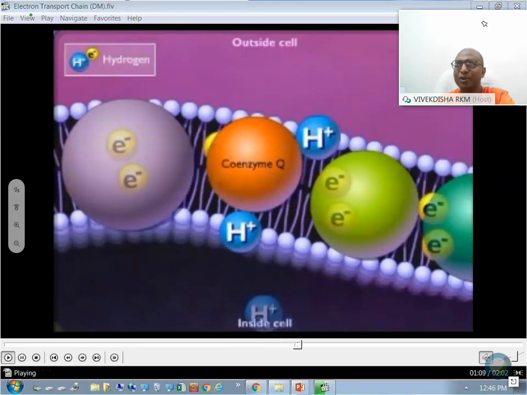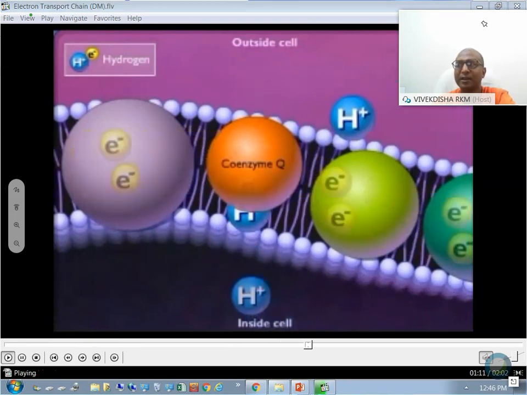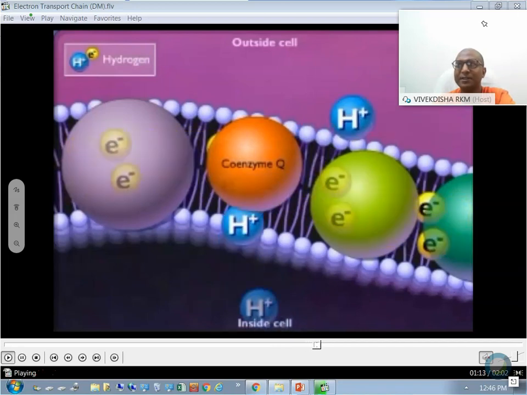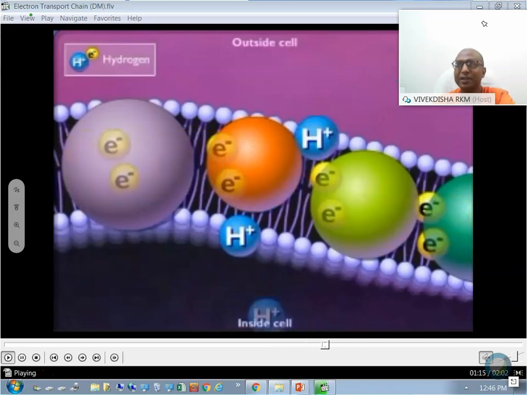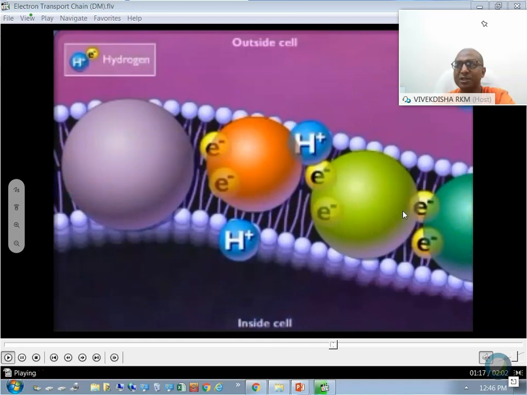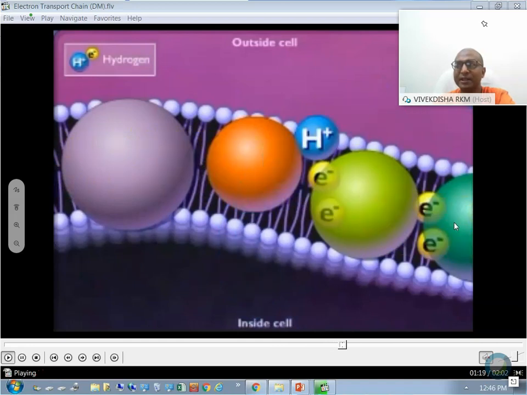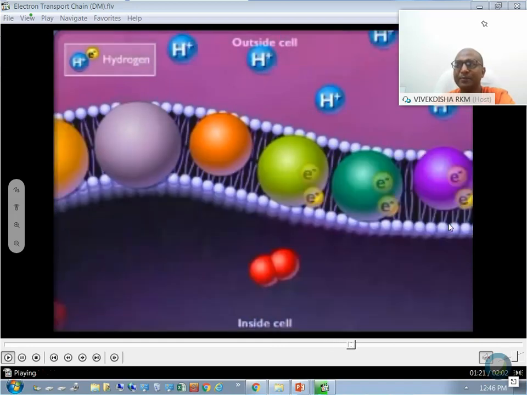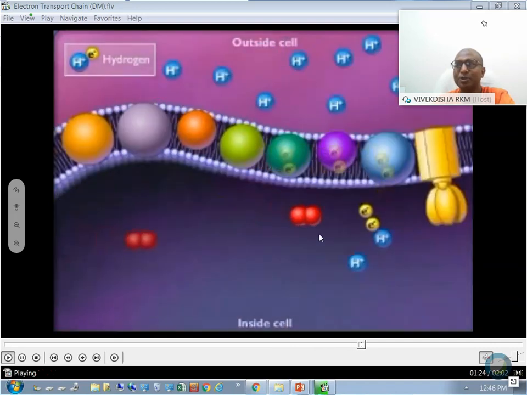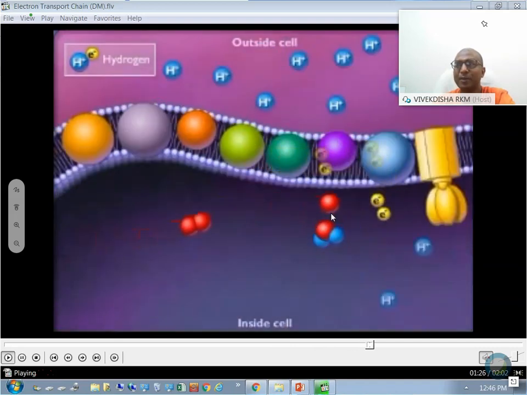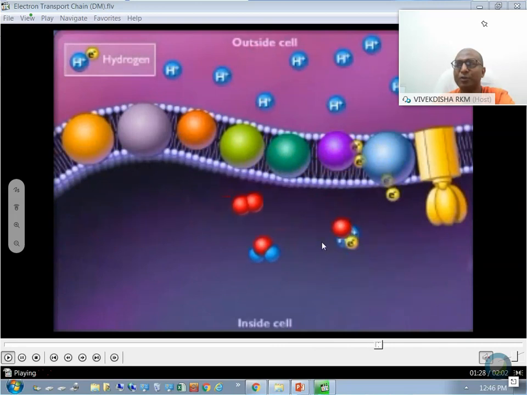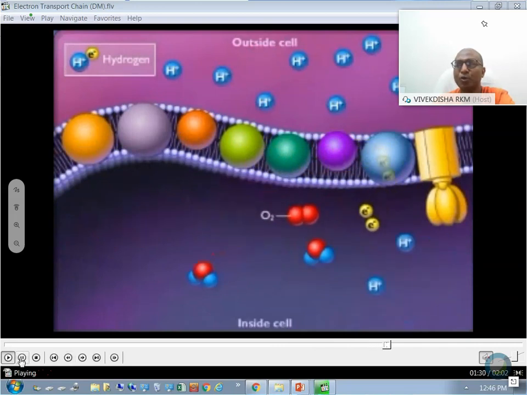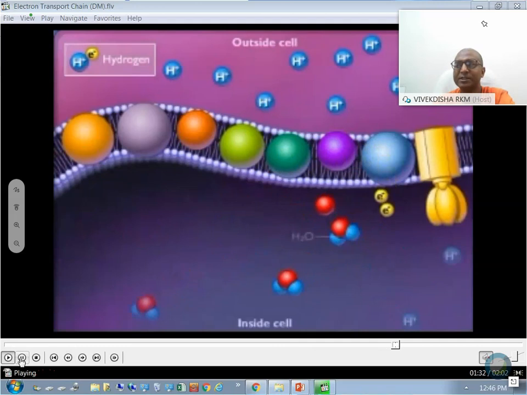In respiration, oxygen molecules are utilized at the very last. They take part at the very last. So electrons are transported through all the carriers, and these electrons are taken up by the oxygen, and then finally joining with the hydrogen will produce water at the end. This is the process of aerobic respiration, where molecular oxygen is utilized.